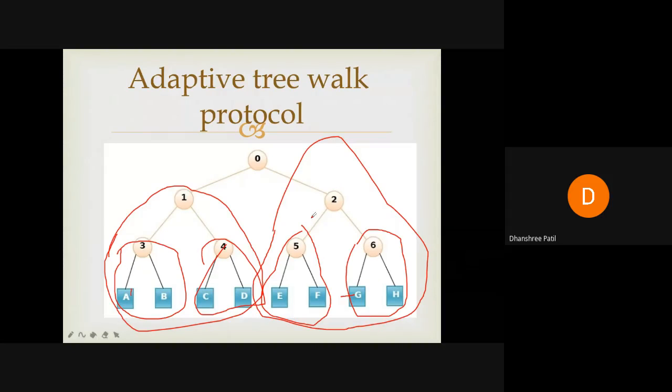This is called the adaptive tree walk protocol, which is also called the binary tree walk protocol, because it is working on a binary tree strategy. That is nothing but exactly two halves or two leaves for every node.